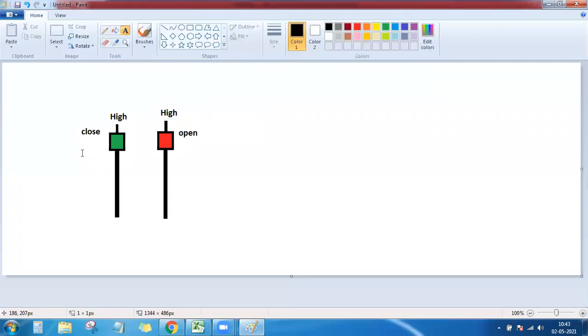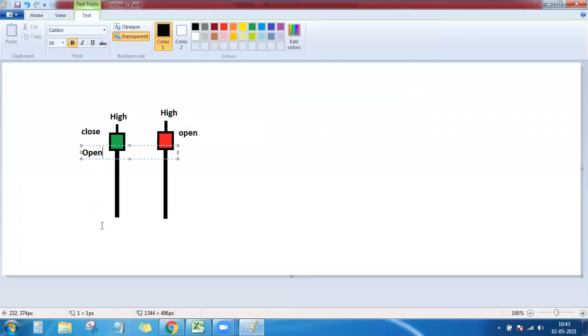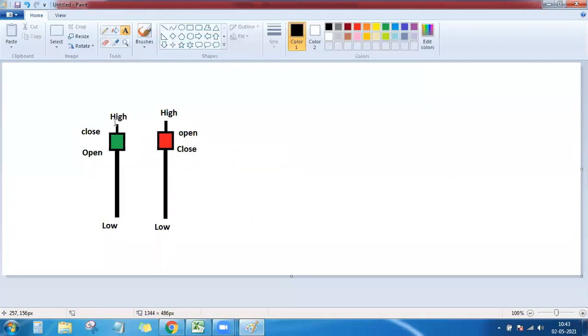And here it is open. And at the bottom, it is low. Then even here, you will be having the low price. And over here, it is the closing price. Now, your condition must be such that it will be covering the distance from high to close over here and high to open over here. Then you have to compare this distance with this long wick at the bottom. The distance between open and low in this candle and close and low in this candle.